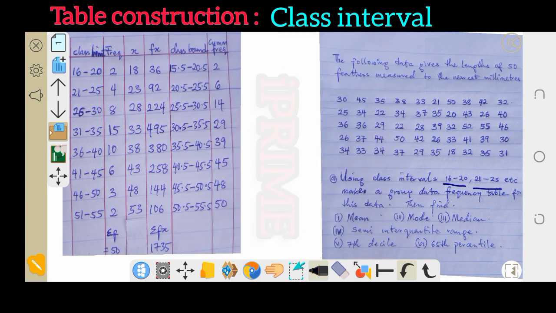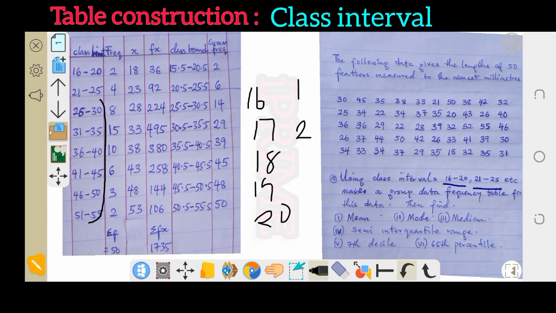So this is what you just have to do. From the first one, you can get what they are doing in the remaining parts. They gave us 16. Check: 16, 17, 18, 19, 20. How many numbers are there? We have 1, 2, 3, 4, 5. We have 5 numbers.